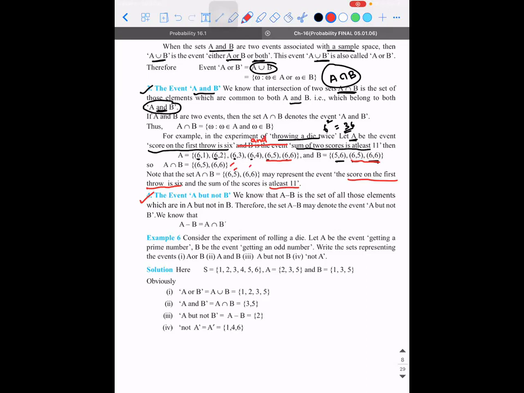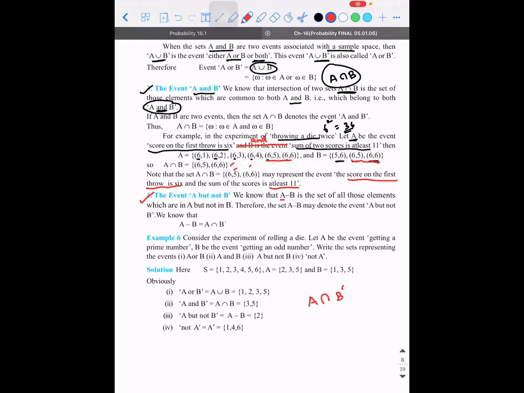Okay. The next operation is event A but not B. So event A should happen, but B should not happen. B should not happen means B complement. And both of these things should happen simultaneously, that is by intersection. So wherever you see the question stating that event A but not B, it means A and B not, that is A and B dash. And means intersection.